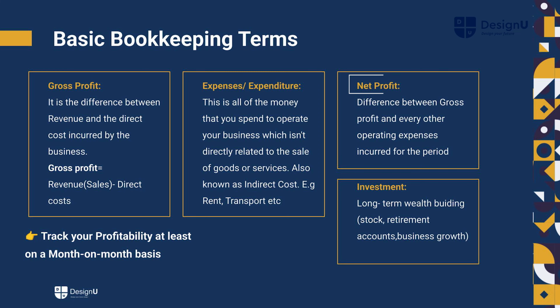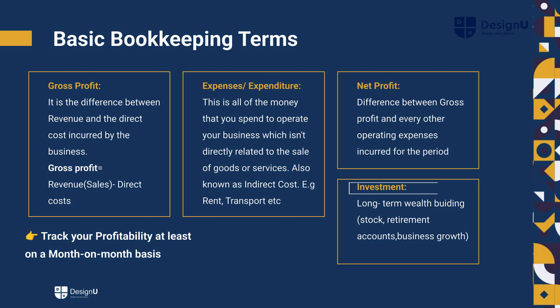The next is net profit. What is net profit? From the word net. Net means you have deducted something, right? That profit after you have deducted something. So your net profit is simply the difference between your gross profit and your expenses. In this case, your indirect cost, as I've explained earlier on.